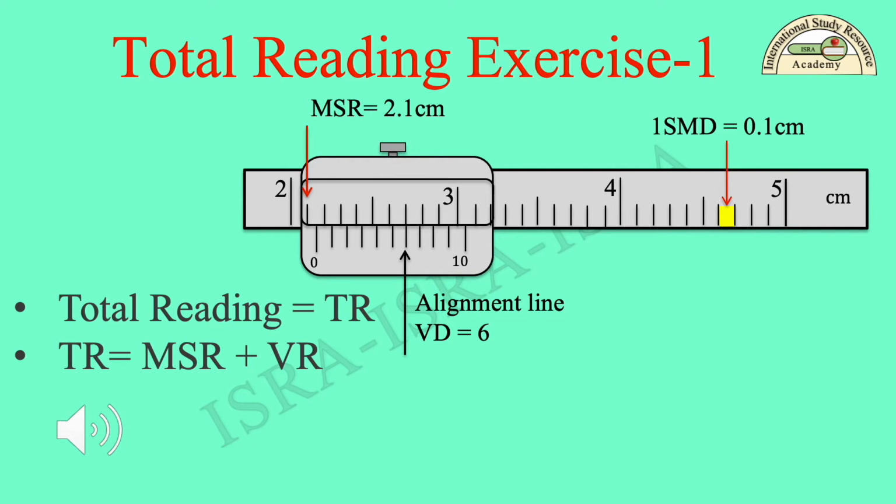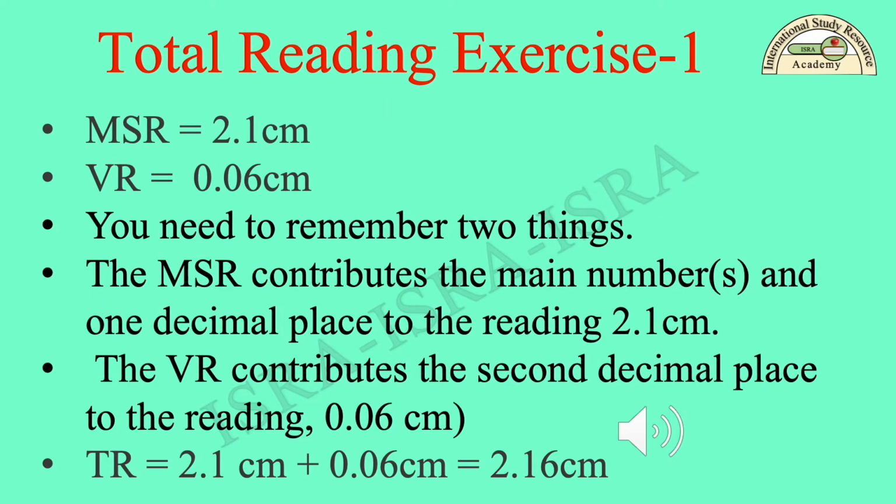MSR is the main scale reading whereas VR is the vernier reading. MSR is equal to 2.1 cm. VR is equal to 0.06 cm. You need to remember two things. The MSR contributes the main numbers and 1 decimal place to the reading, 2.1 cm. The VR contributes the second decimal place to the reading, 0.06 cm. Total reading TR is equal to 2.1 cm plus 0.06 cm equal to 2.16 cm.